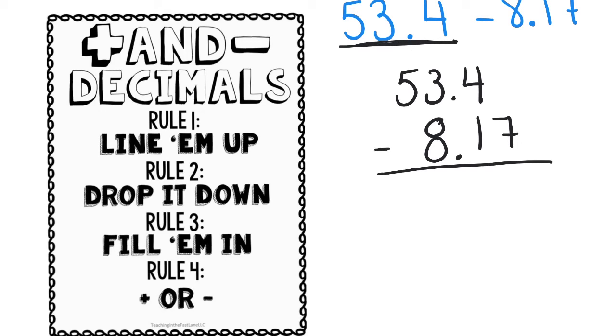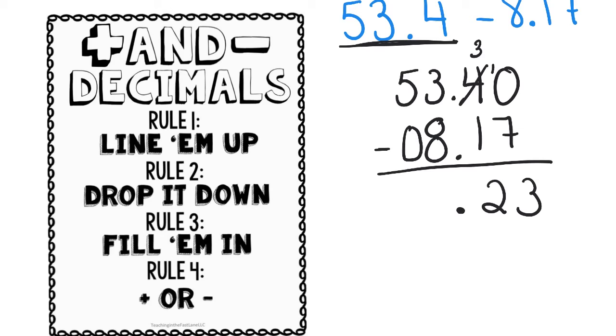Okay, so we have lined them up, then we drop it down. We're going to drop our decimal down. We are going to fill them in. So this needs a 0. You could even put a 0 here if you wanted to. 0 minus 7, you cannot do that because there's nothing to take away from 0. You would end up with a negative number. So what we do is we're going to borrow from the 4. This becomes a 3. This is 10. 10 minus 7 is 3. 3 minus 1 is 2.